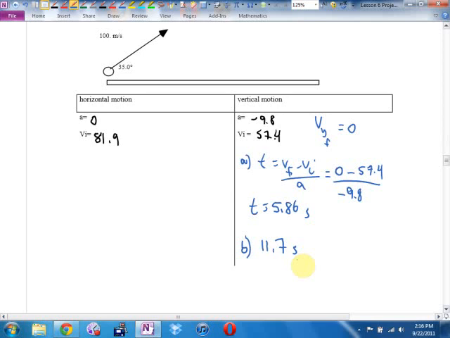What's C asking? What's C want us to find? What's the range? That's another dx. Now I'm going to walk over here to horizontal. But before I write down dx, what did I just figure out in B? That means that's also the time of flight here, because whatever it was traveling vertically, that's how long it was traveling horizontally. And now I can try and find the range. I'm looking for an equation that has A, V, T, and D in it. Which one?